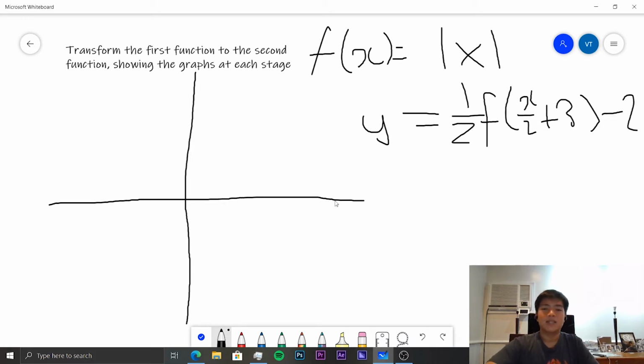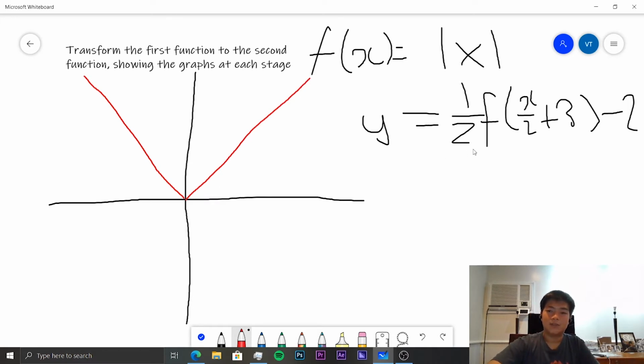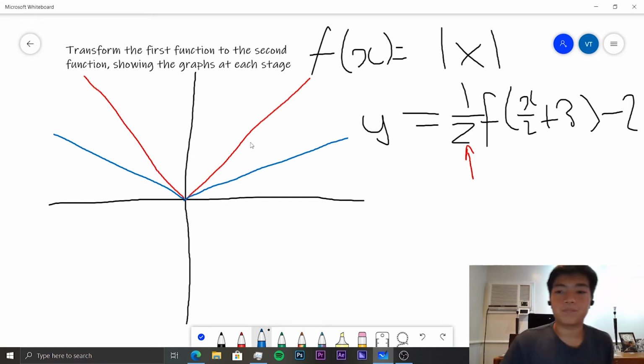So first things first, let's do the horizontal and vertical dilation because I guess it's the easiest. So as for the vertical dilation, we have 1 over 2. So we know that we will actually be compressing this graph. So the first new graph will look like the blue line here.